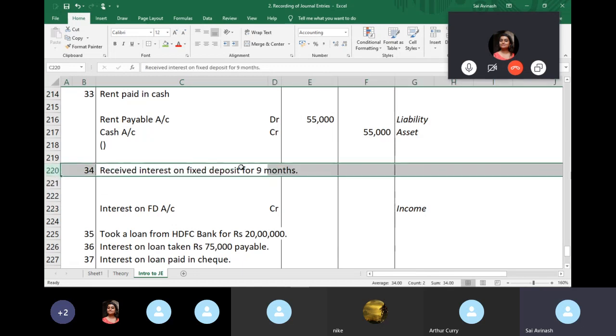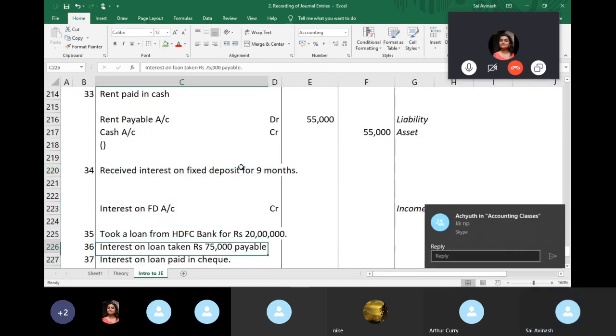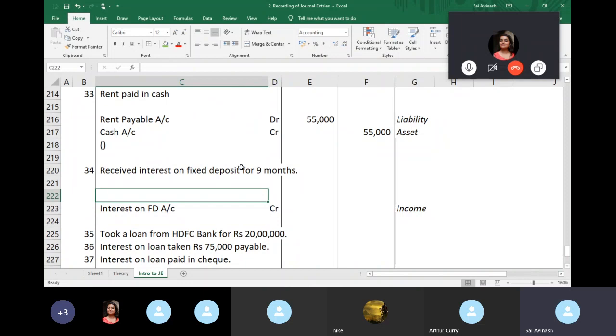So after 9 months, they're giving me interest. Okay. So no bank will give you cash. They will directly credit it to your bank account. I'm just giving you information about how the business is done. Does anybody have a doubt?